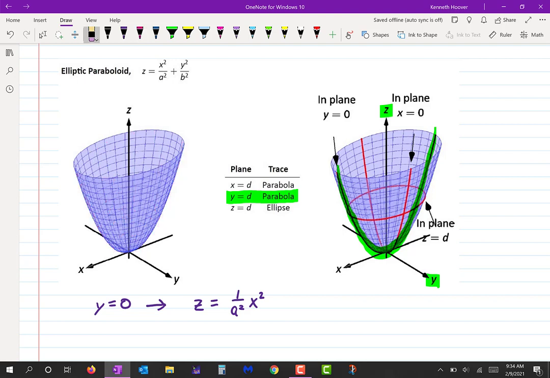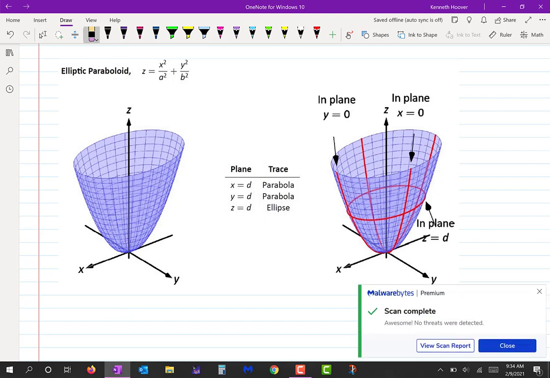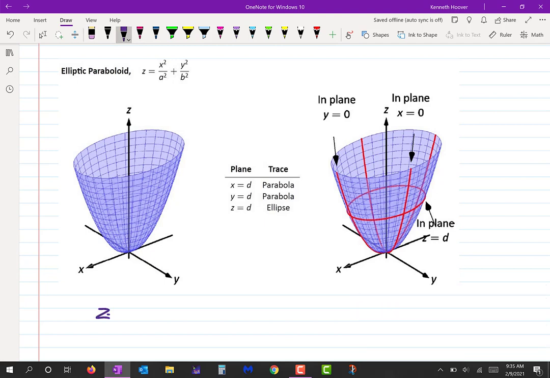Now what if you slice it perpendicular to the z-axis? This is something totally different then. Let's plug in z equals 0. What do we have then? Then we have 0 equals x squared over a number plus y squared over a number, which means x and y both have to be 0. So you just have this one point right there, the origin. That's called the vertex of the elliptic paraboloid.